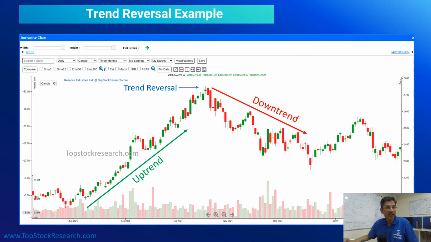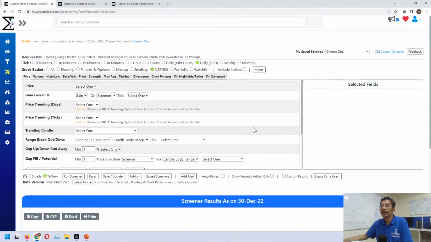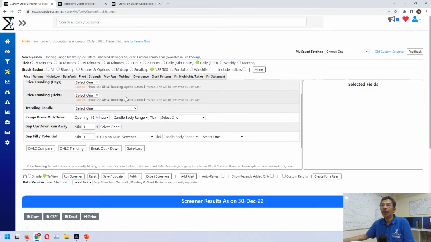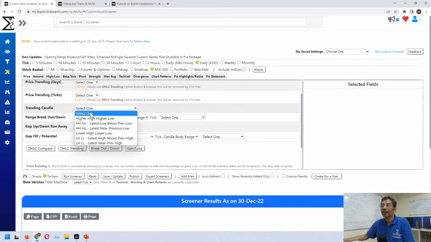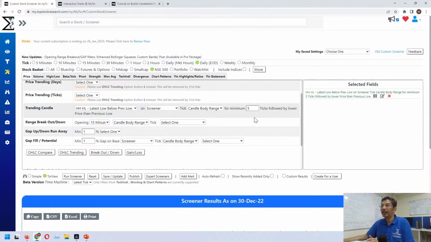So we understood trend reversal, right? Maybe another one, looking at the trend reversal. So go reset it, get to the clean slate, trend reversal. Now, basically trending candle, right? When you look at the trending candle, what we are looking at is a higher high, higher low on the candle body for, let's say, 5 ticks, followed by a lower price than the previous low. That means it is rising for 5 days and then followed by a change in direction.